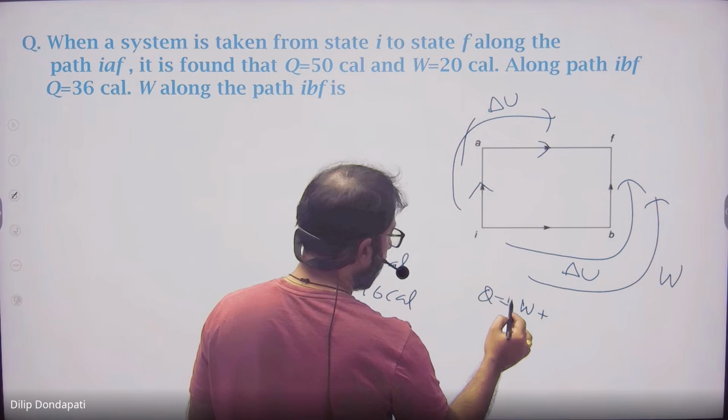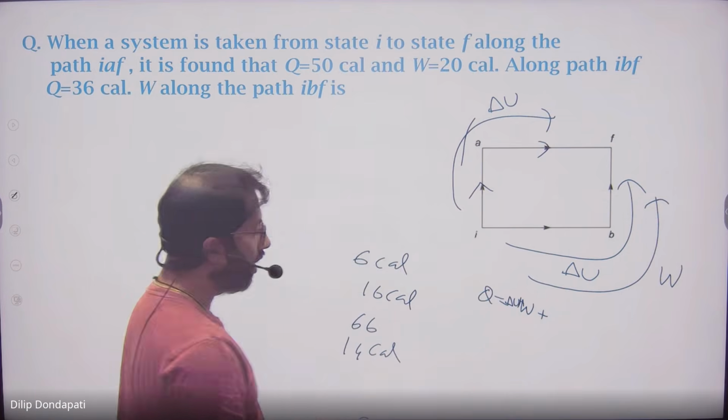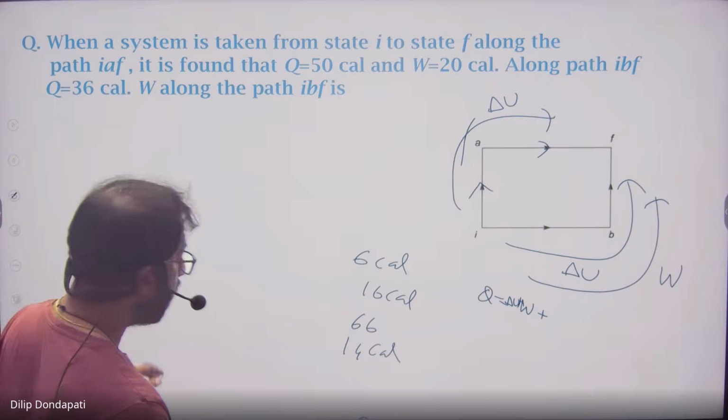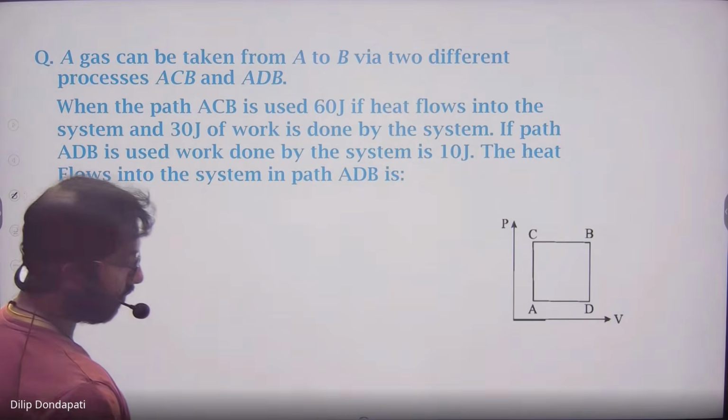Q is equal to... okay. Sir, got it. So find delta U in this path and use it in this path. That's it. Okay, sir. Got it, sir. Next.